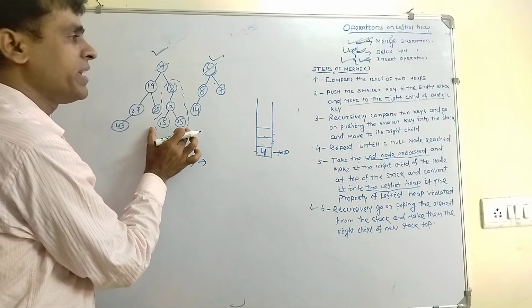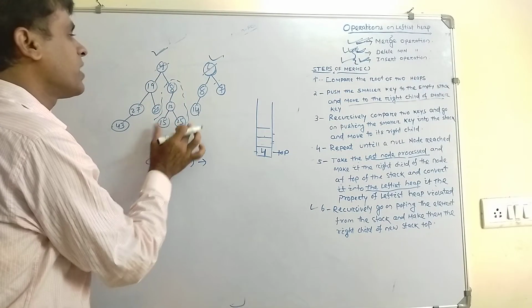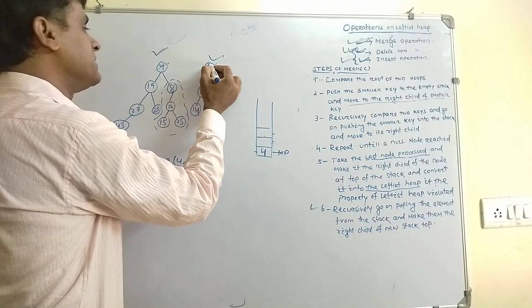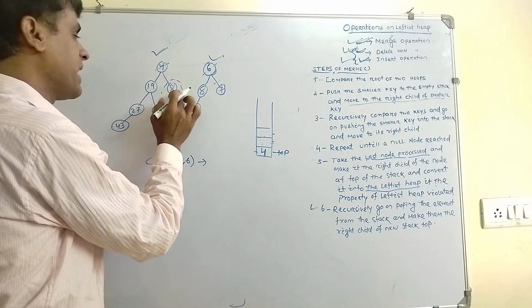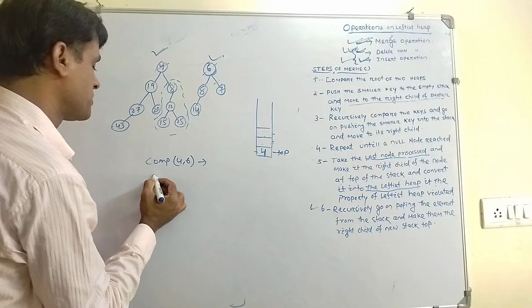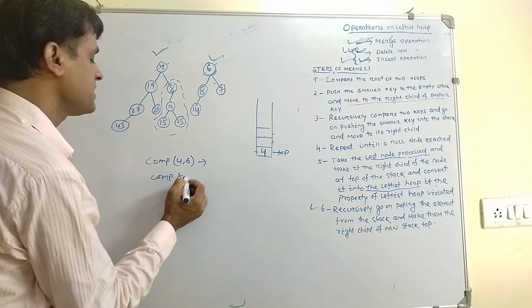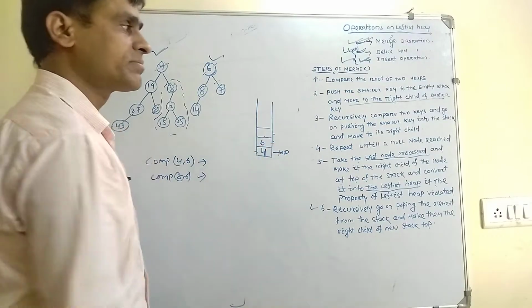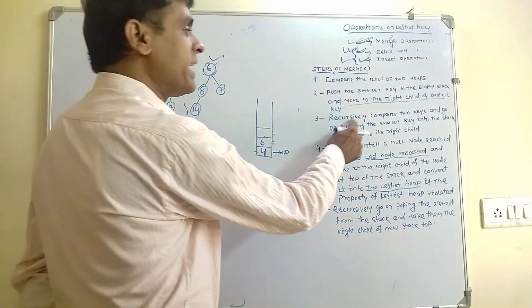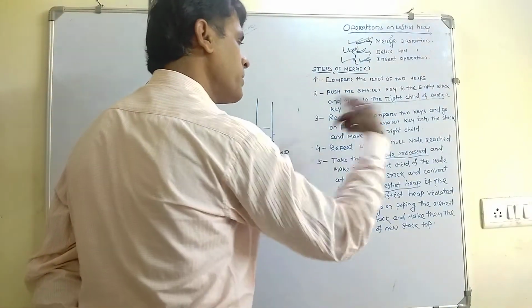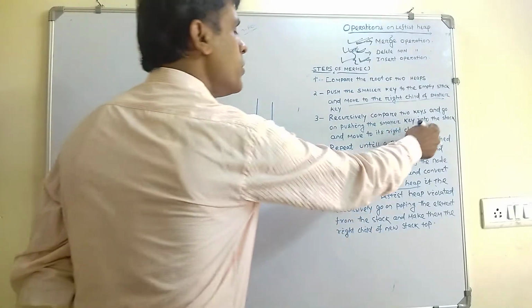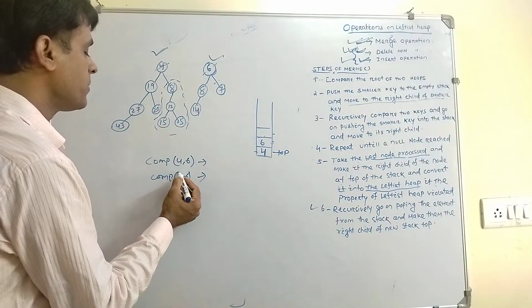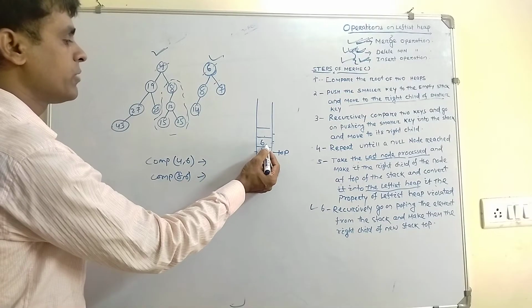And this smaller key you have to compare along this child, this tree. That means 8 will be compared with 6. So compare 8 and 6. Who is smaller? 6 is smaller. Push it. After that, recursively compare two keys and go on pushing, and move to its right child. So 6 is smaller and we have pushed it.